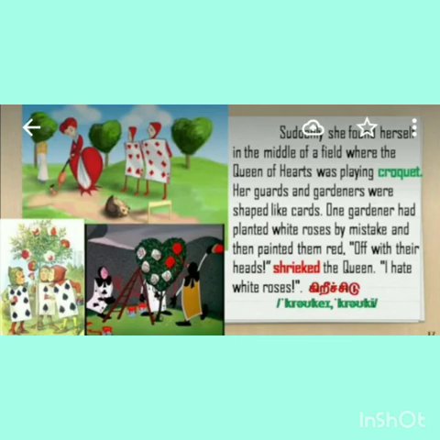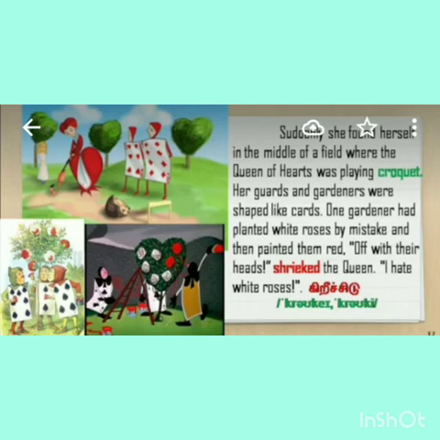Suddenly she found herself in the middle of a field where the Queen of Hearts was playing croquet. So she was in the middle of the field. Then what has happened is the queen was playing the croquet game. She has to throw the ball. See, in the picture she is playing the croquet game.